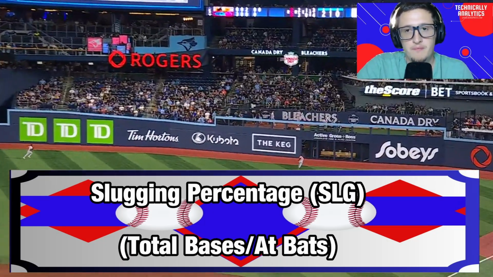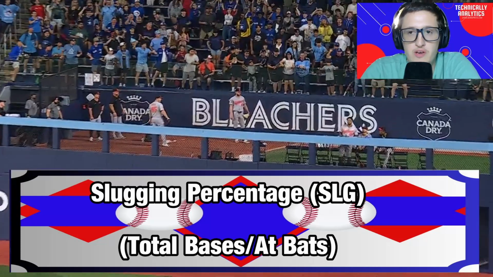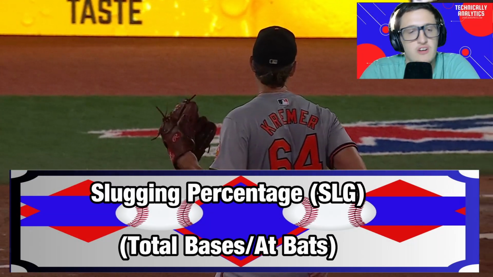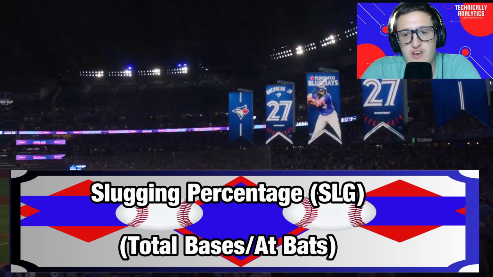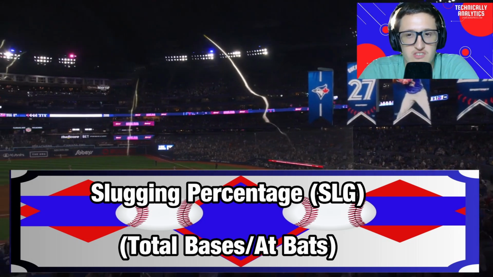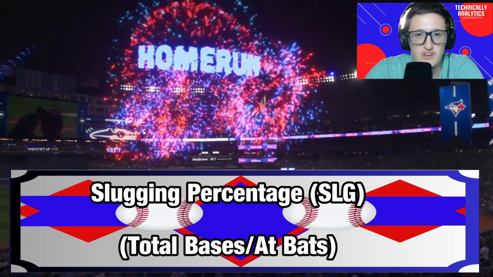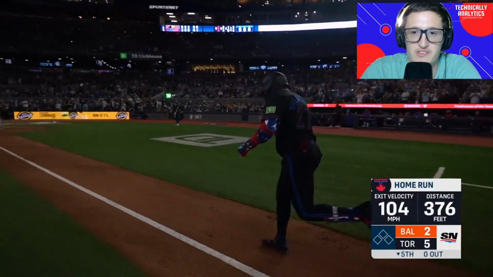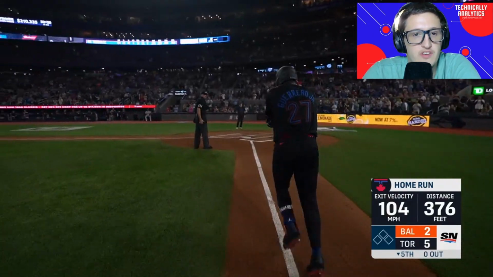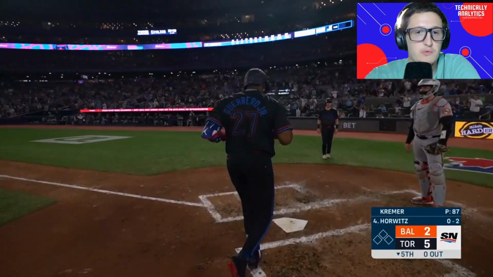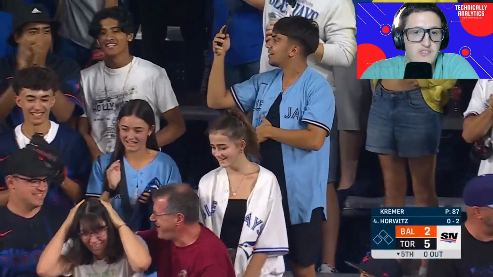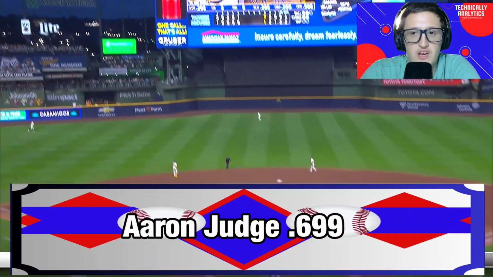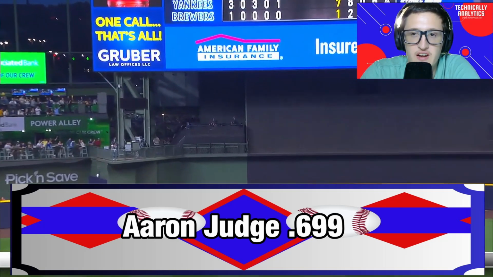The more bases you grab, the more power you had, because you hit the ball farther, harder. Usually, that's not always the case. There's guys that can do it with triples and stretching doubles. Speed guys have a high slug and they're not necessarily power guys. So slugging percentage is a percentage based on the number of bases reached in at bats. And of course, the leader is once again Aaron Judge, 699.